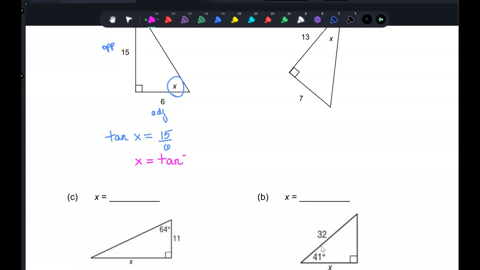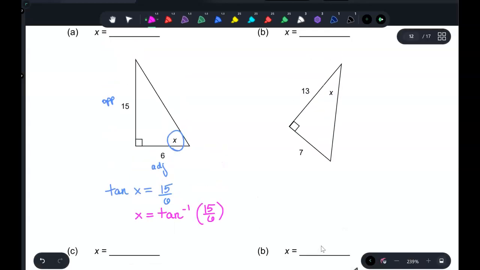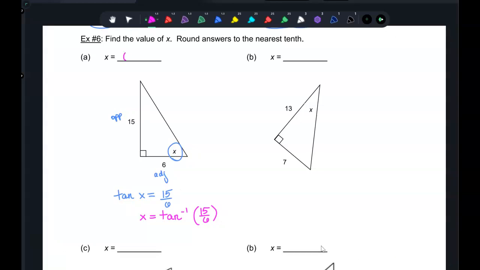Okay, tangent inverse. Now, if you want to reduce this, go for it. It's fine. I actually don't need you to worry about doing that. Again, how did I know I had to do the inverse? Because I'm trying to find the angle measure. So whenever I'm finding the angle measure, I'm going to use the inverse button. And whenever you're finding the side, you're going to use the regular one. Did you get 68.1? I think if we round, it's 68.2.